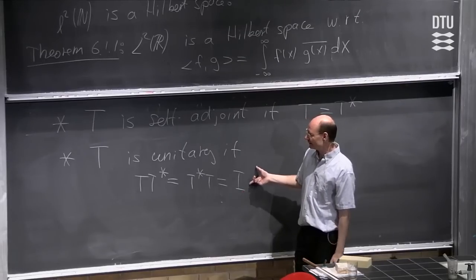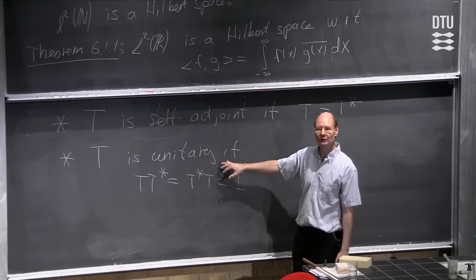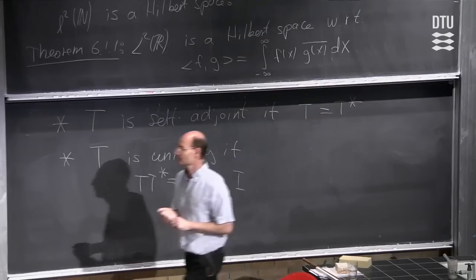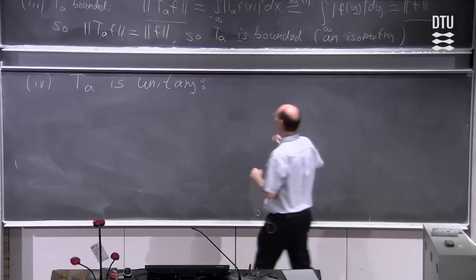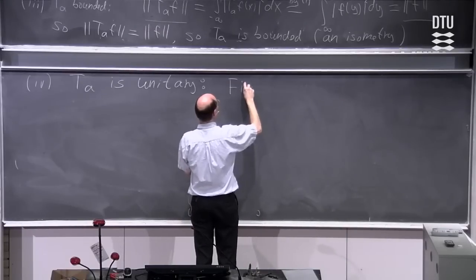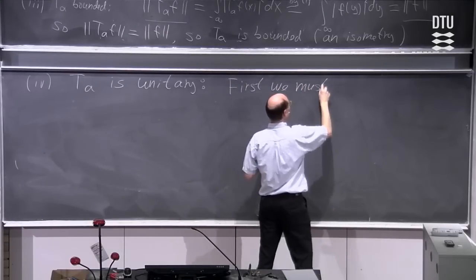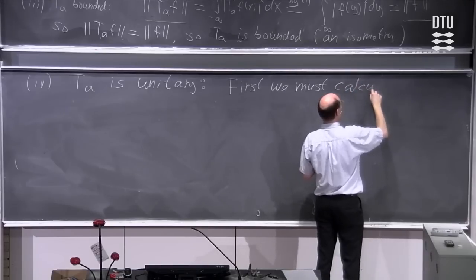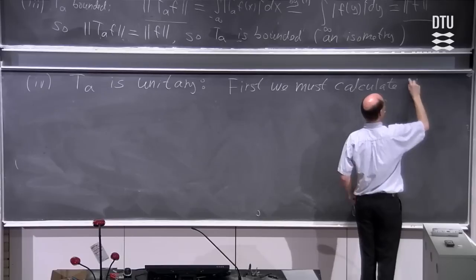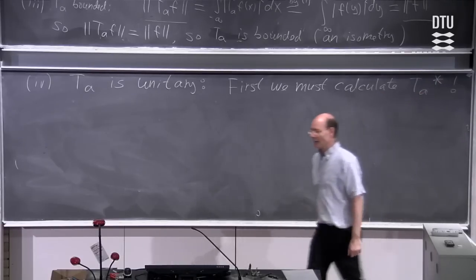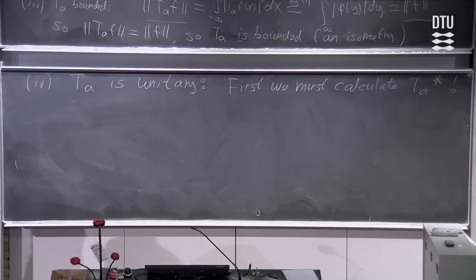So what this tells us is, if we want to check whether the operator is unitary, we have to calculate the adjoint operator first. So how can we calculate the adjoint operator? This is exactly what we discussed before the break. So let's put that back again.